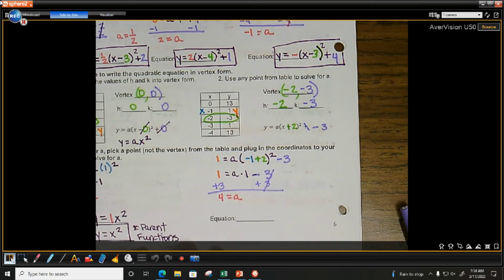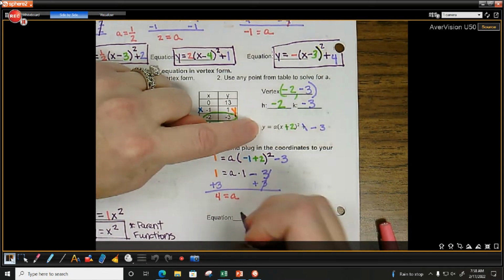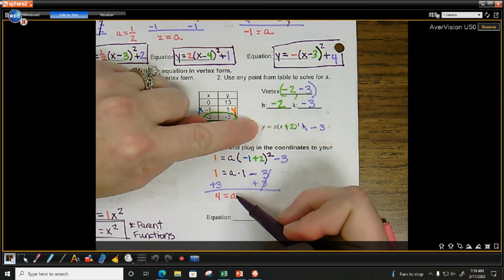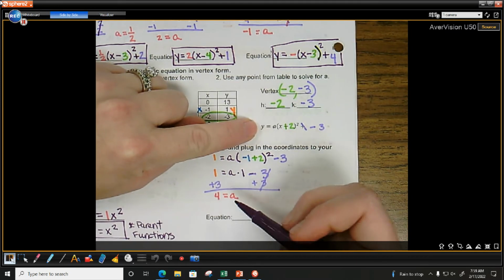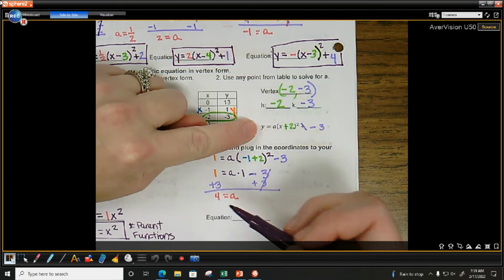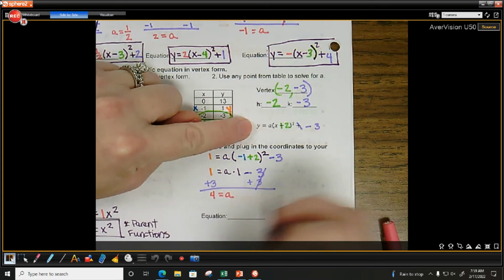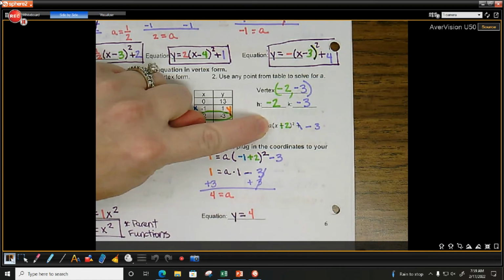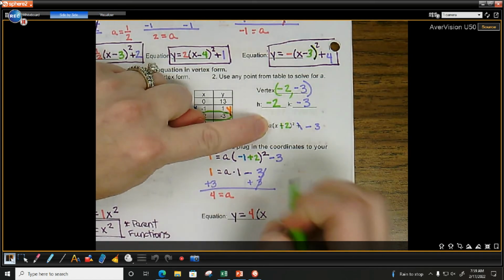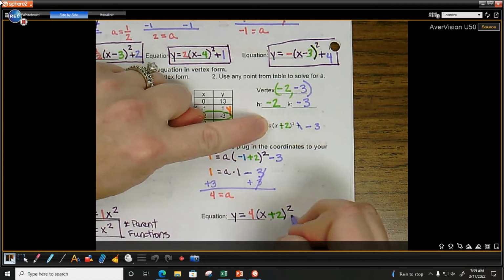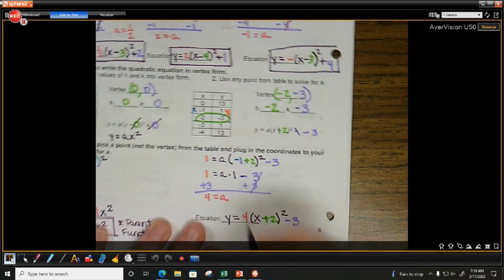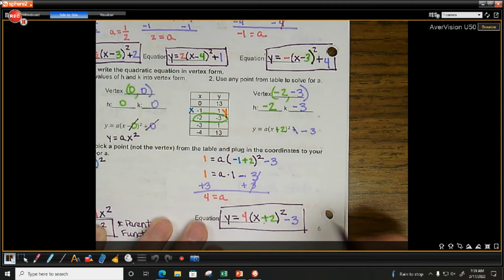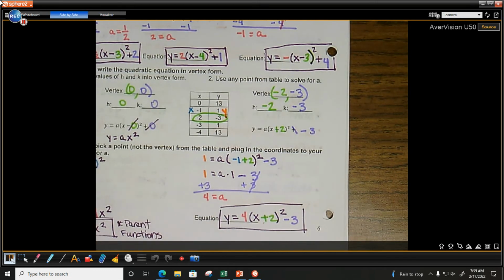We can write our equation. Would it be wrong to put just 1? Because 4 doesn't equal 1, does it? You could put 4 equals 1A, but you can't put 4 equals 1. So y equals, what's A? Times x plus 2 squared minus 3. Guys, could you graph this? You wouldn't check the graph, but you would check the table. Okay? You good? You like putting it in form?